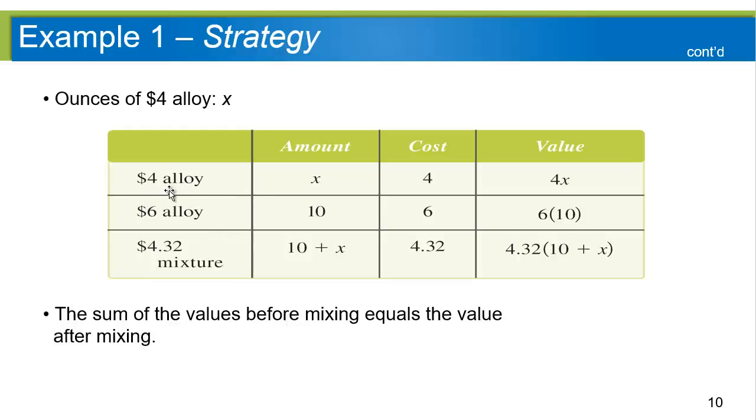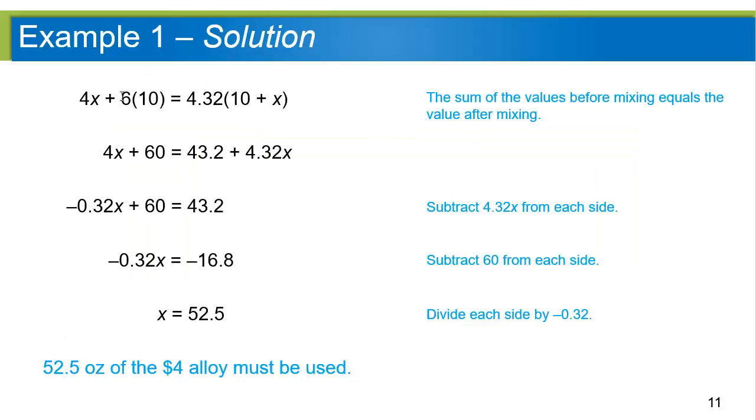Here's my table. I've got a $4 alloy, a $6 alloy, and I know I want to end up with a $4.32 mixture. I don't know how much of this I have, but it told me I added it to 10 ounces of this one. So in the end, I'm going to have 10 plus X number of ounces. I know the cost of this, I know the cost of this, I know the total cost. I multiply across, gives me 4x, gives me 60, gives me all of this junk. And then, of course, here's my other equation. This piece plus this piece has to equal that piece. And that's what you work out. 4x plus the 60 has to equal this junk. Do the distribution, right? Here we go.